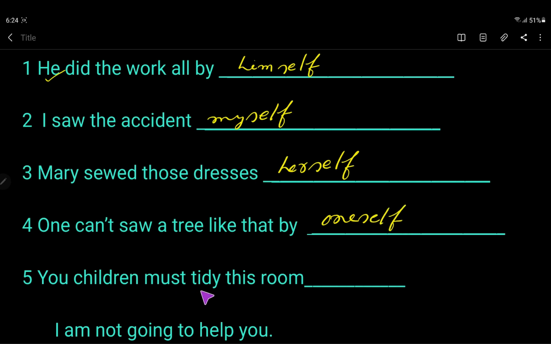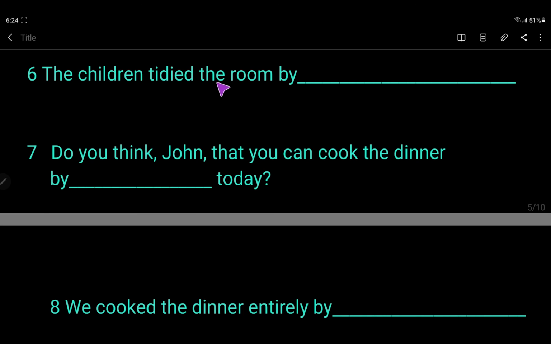You children must tidy this room. You should remember here the subject is plural, you children, not you child. So you children must tidy this room. I am not going to help you. So it will be yourselves. The children tidied the room by blank. That time there was written you children, but here it is not written you children, so it is the third person. That's why here we should use themselves.